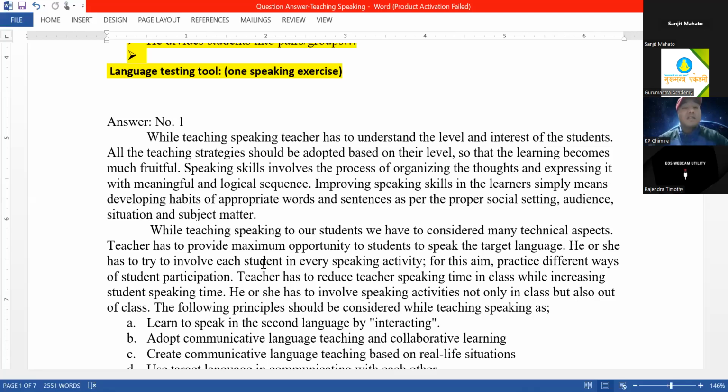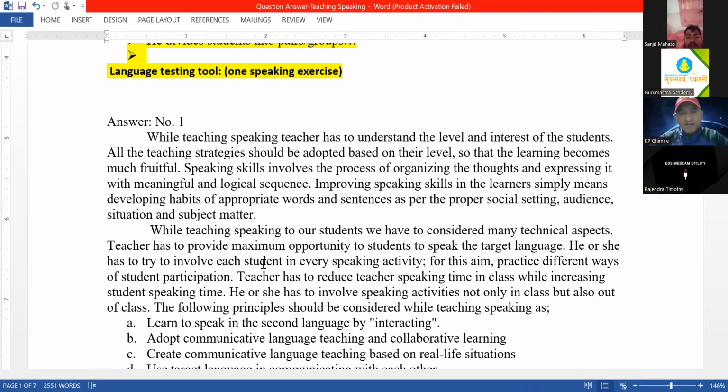Whatever activities or techniques we apply, our activities should be for the level I'm going to teach. This question is asked for secondary level. So we need to be in the shoes of secondary level students, but I need to be practical.